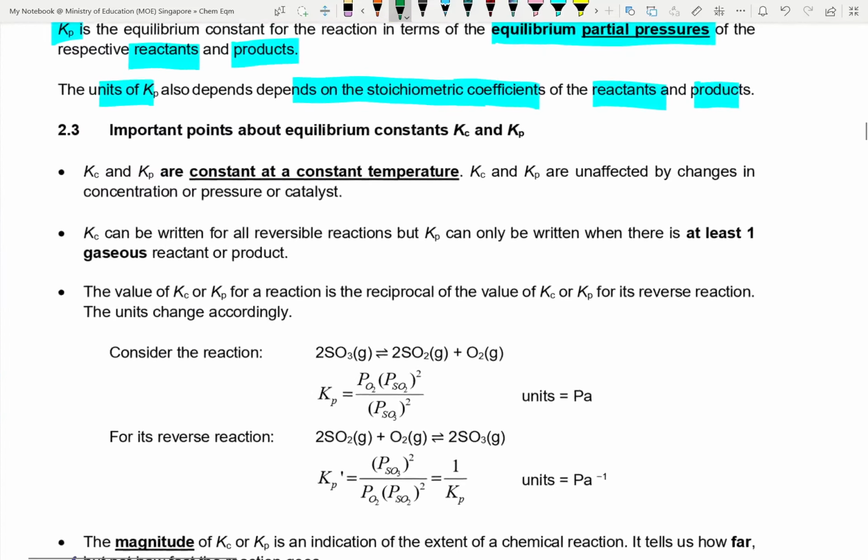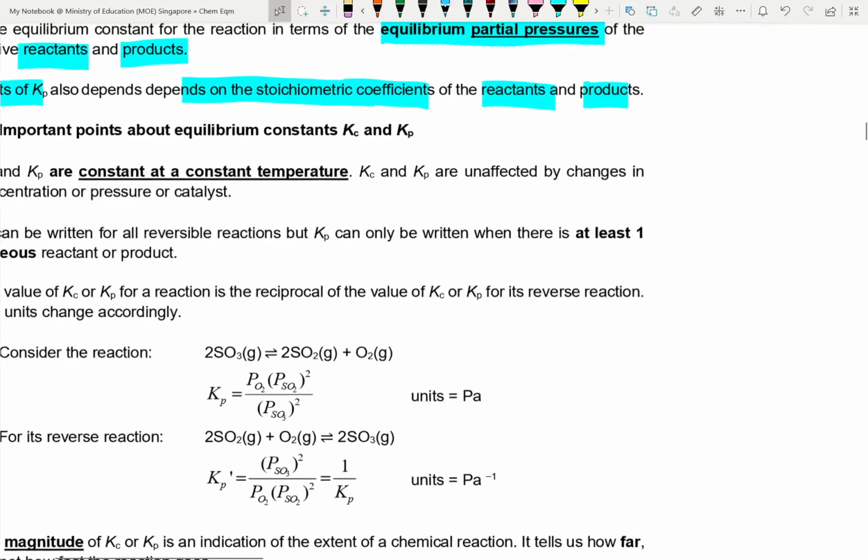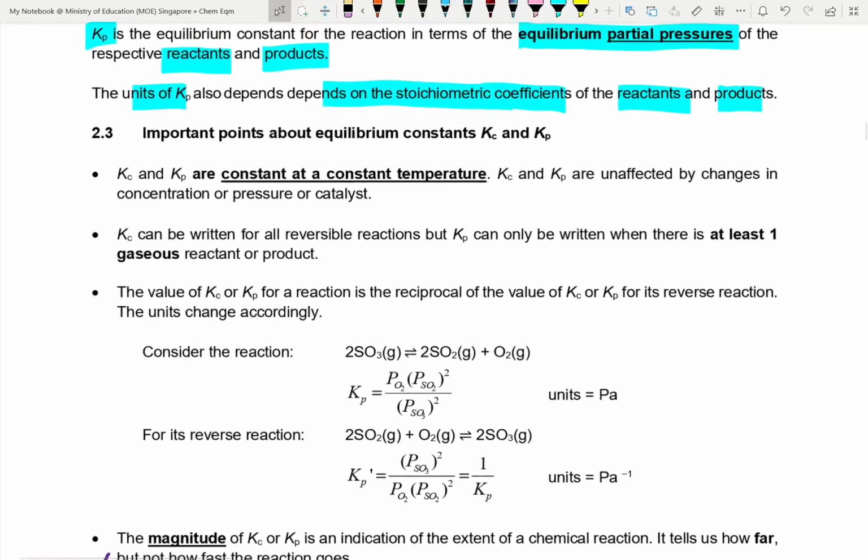So certain important points about Kc and Kp for you all to take note is that these are all considered as a constant. So it is a constant at a constant temperature. So it will not change when there's a change in concentration, pressure, or catalyst. Can? So it only changes with temperature. In other words, you may want to say that Kc and Kp only change with temperature.